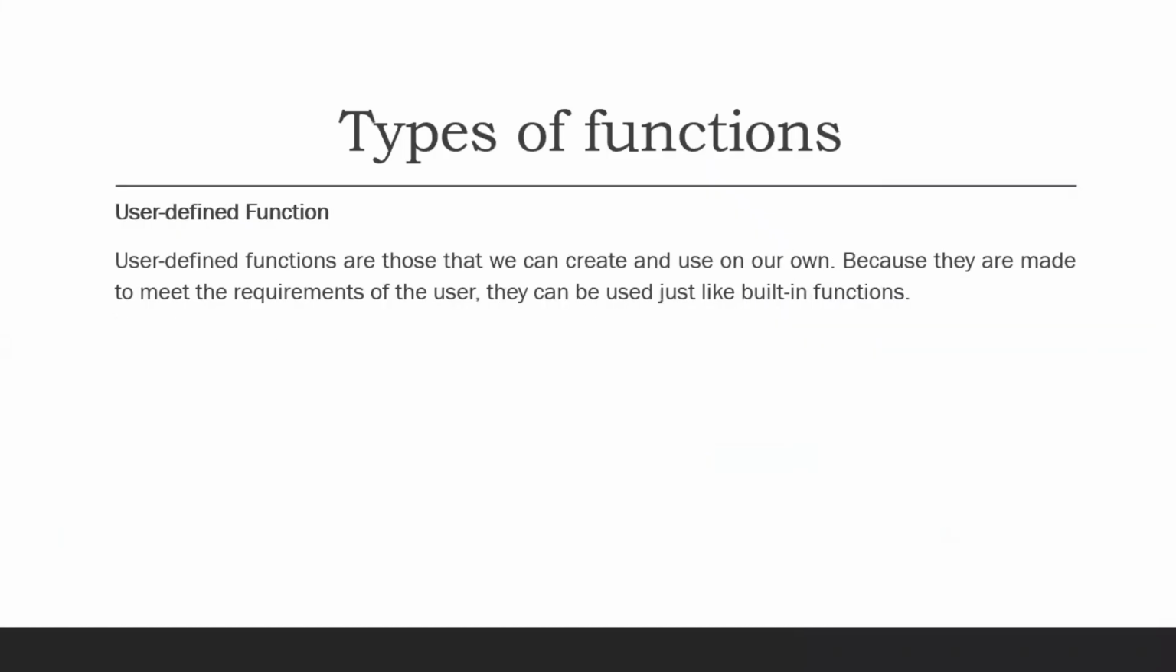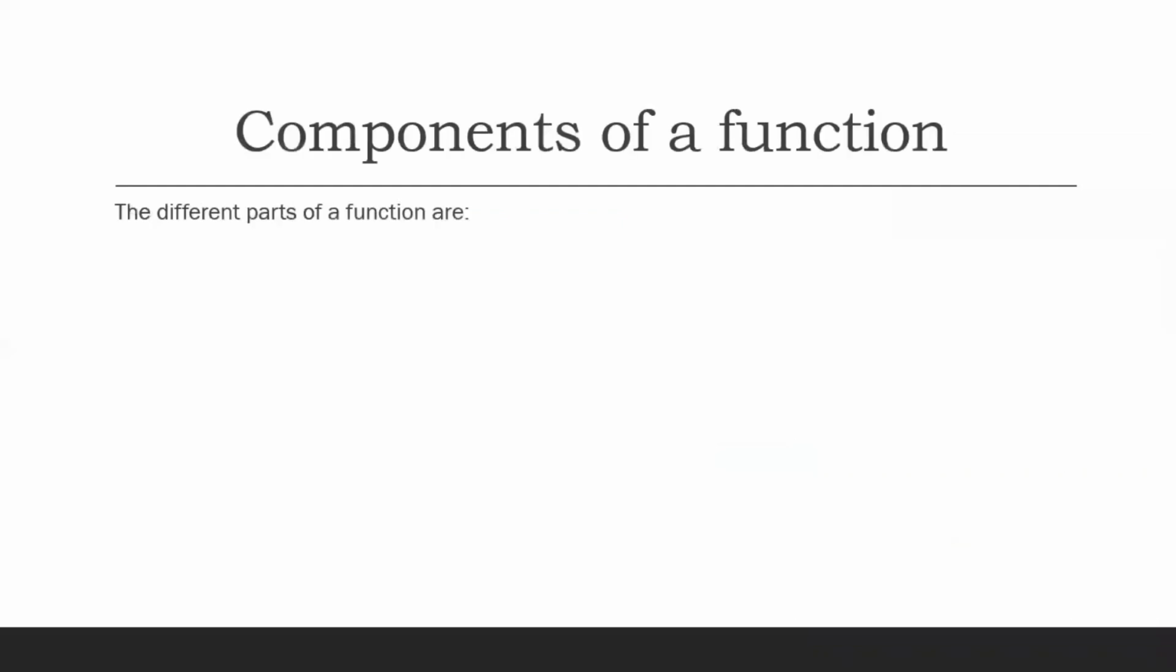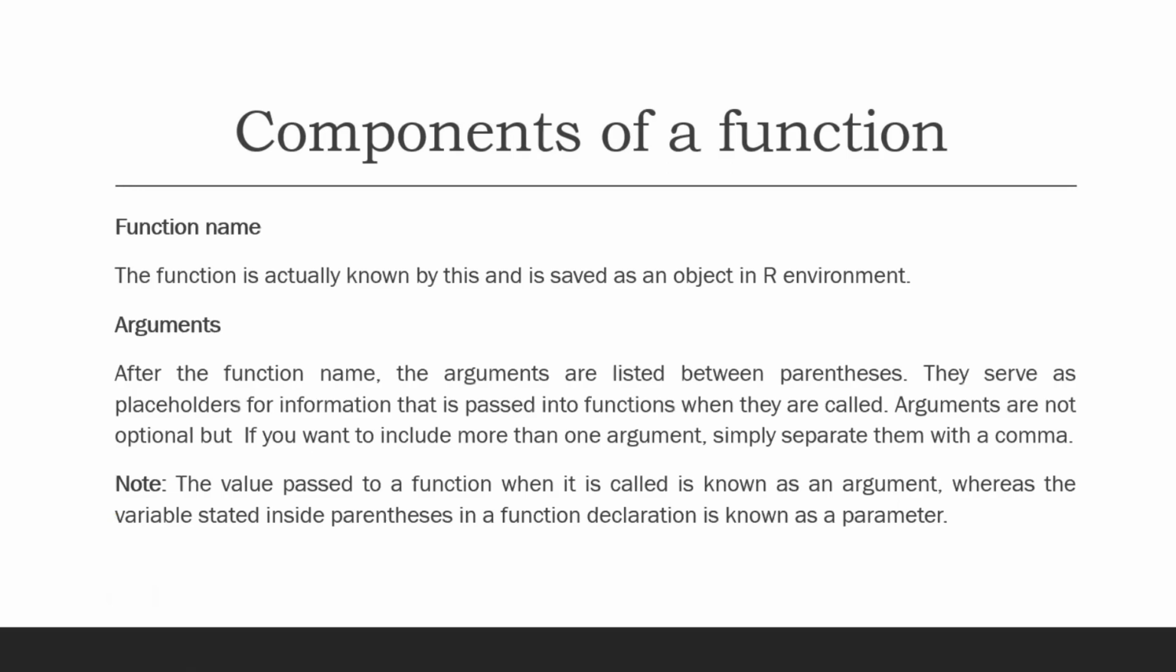Next we have user-defined functions. These functions are those that we can create and use on our own. Because they are made to meet the requirements of the user, they can be used just like built-in functions. So let's see what are the components of a user-defined function. The different parts of a function are function name, arguments, function body, and then the return value, just in case you want to get something from the function, and that is optional.